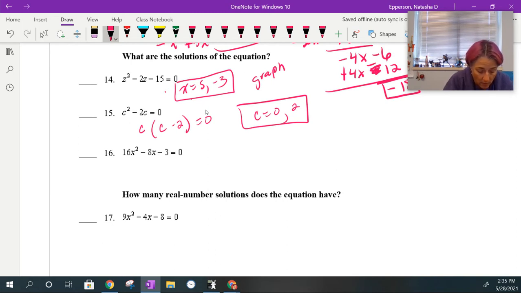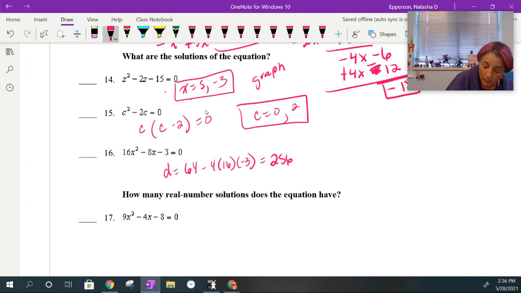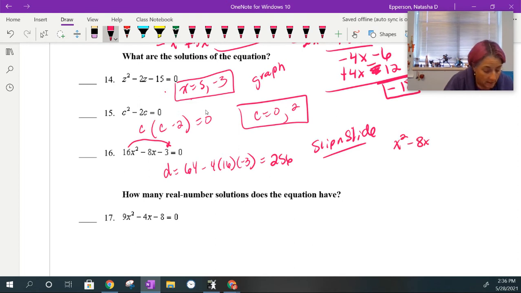I'd probably go ahead and use the quadratic formula. Let's see. Let's find our discriminant. That's going to be 64 minus 4 times 16 times negative 3. That gives me 256. 256, I believe, is a perfect square. So that means this is factorable. So I'm going to use slip and slide. I'm going to take the 16, move it over with the 3. So that becomes x squared minus 8x. 3 times 16 is 48. So minus 48 is equal to 0.